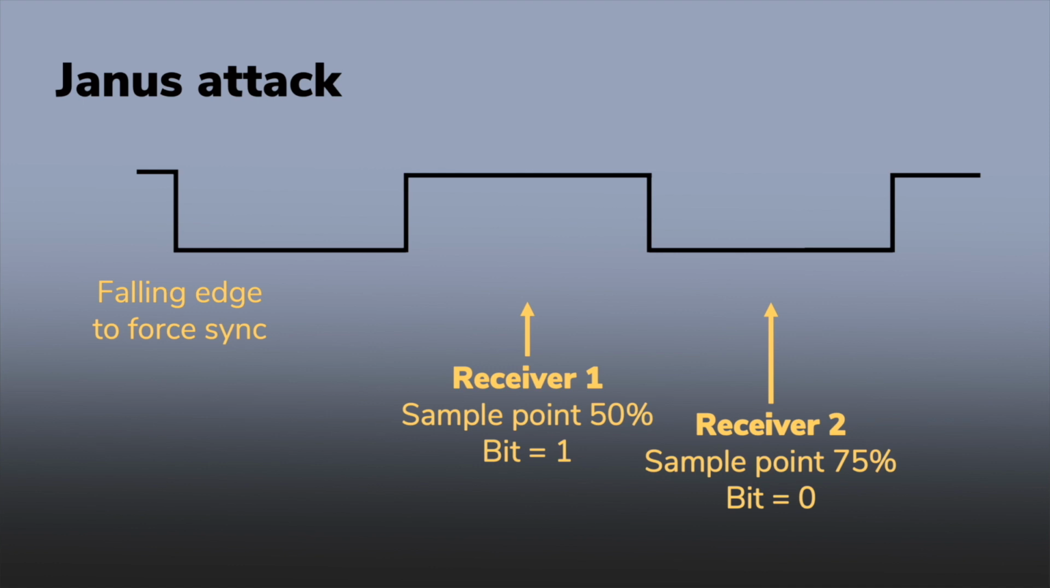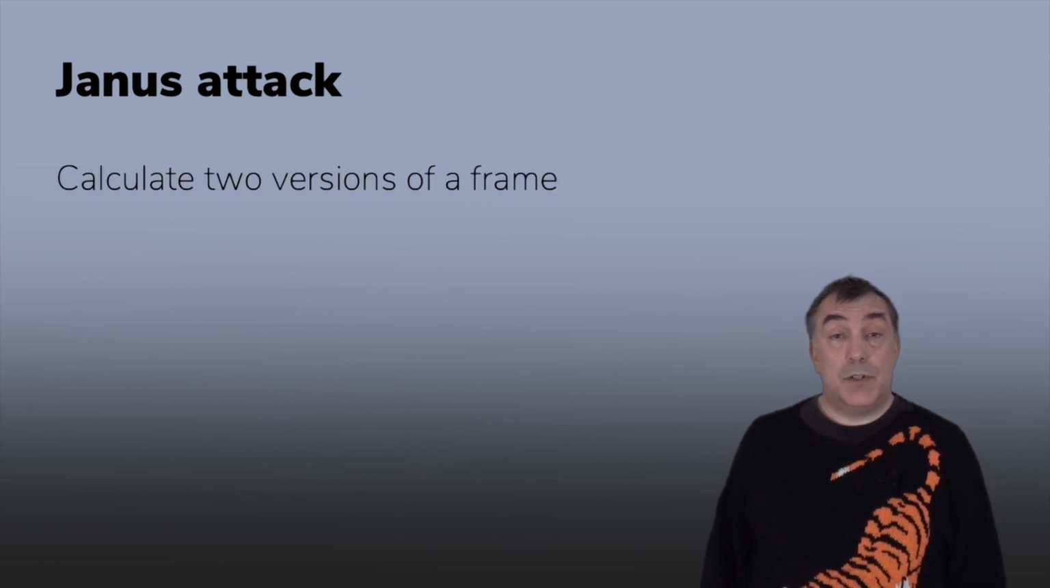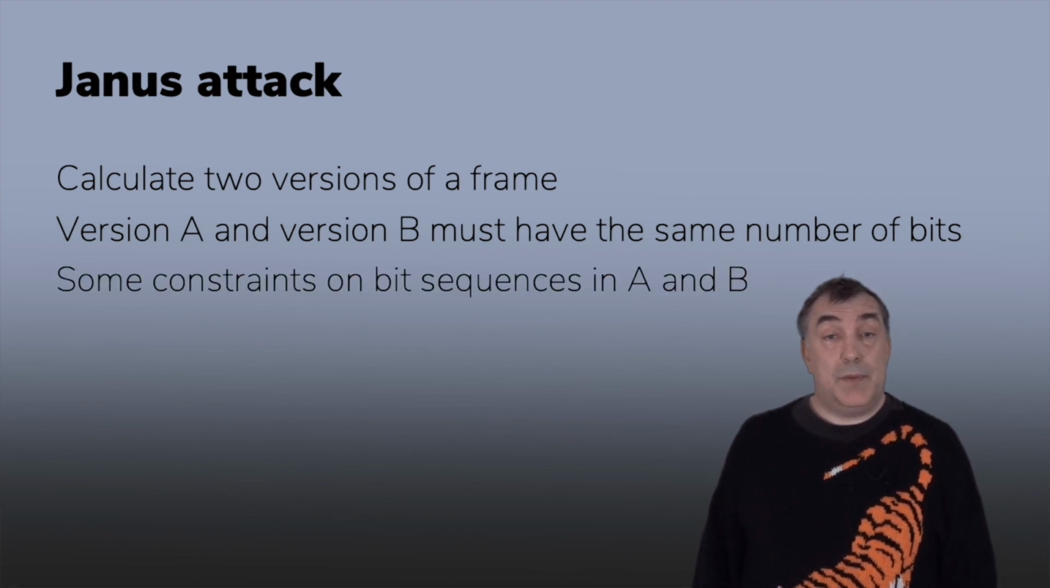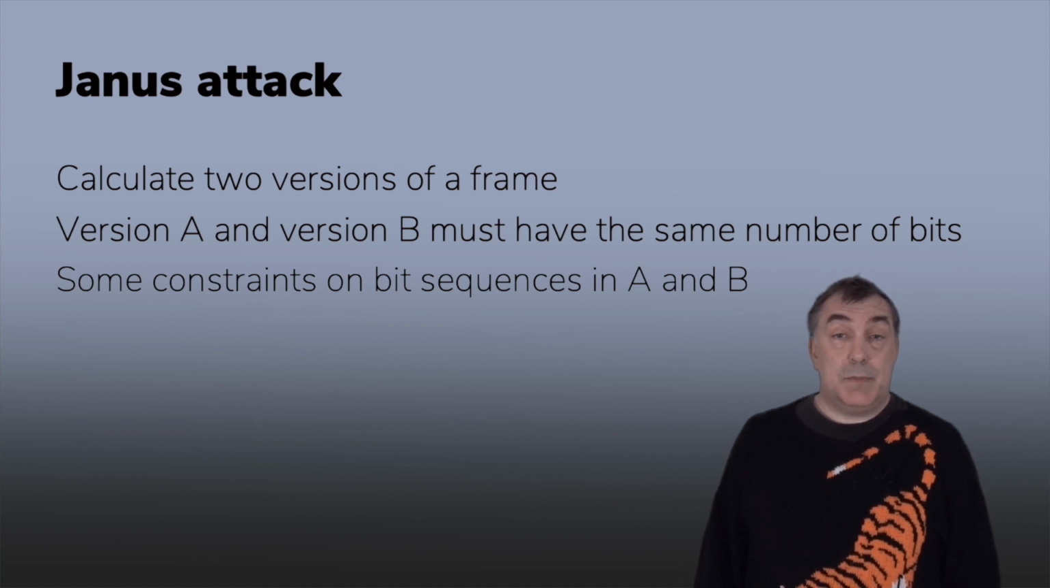It's common to set a bus-wide sample point in specifications, but it's also common for programmers to just pick a 50% sample point when they don't know any better. The Janus attack exploits this difference. It works by pre-calculating two versions of a frame. There are some constraints on the two payloads. Firstly, version A and version B must have the same number of bits. Secondly, there are some constraints on the bit sequences within a payload. If the bits within a CAN bit are 1 then 0, then the next CAN bits must be 0 0 until a 1 1 CAN bit.